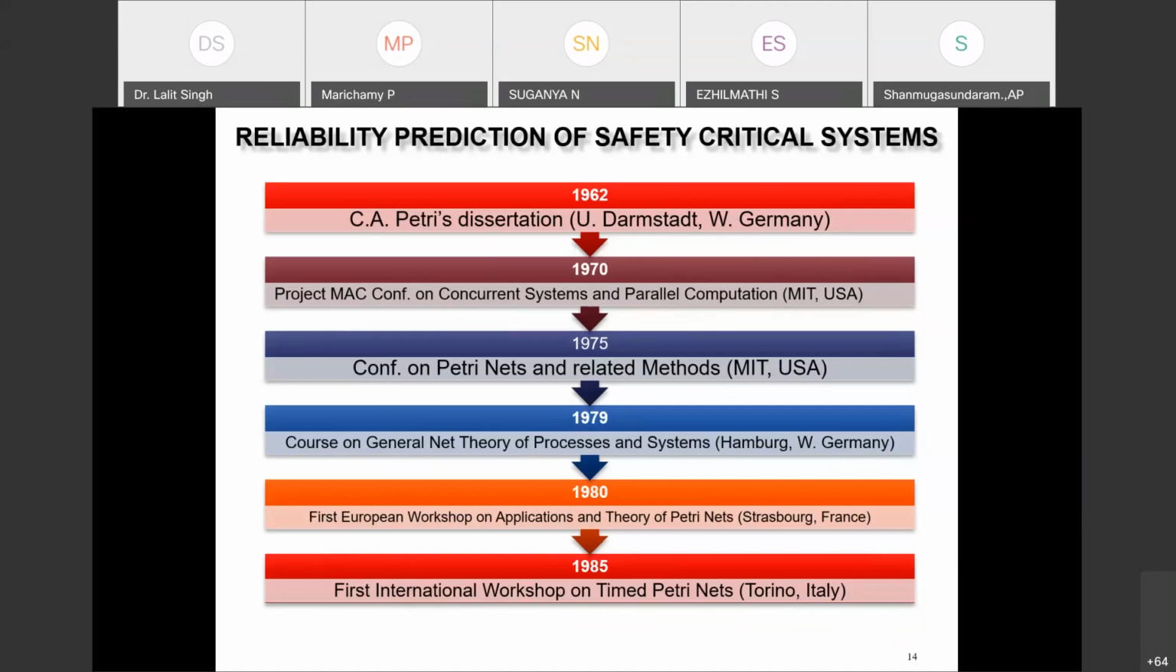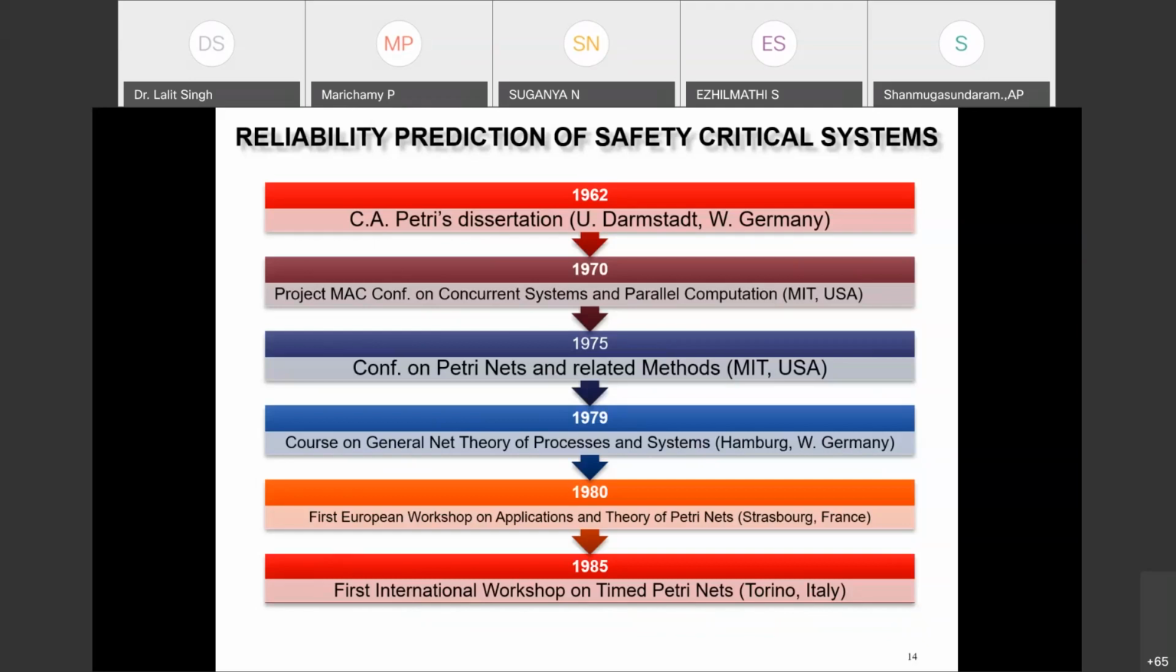They decided again to meet after a couple of years with the objective to identify the related methods that can be used. And so, again in 1975, MIT USA conducted a conference on Petri nets and related methods. Then people started using it in industries, at least for modeling purposes, where industries were finding difficulty to train people to give the very basic knowledge.